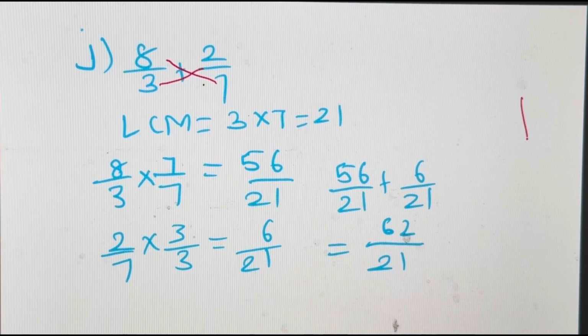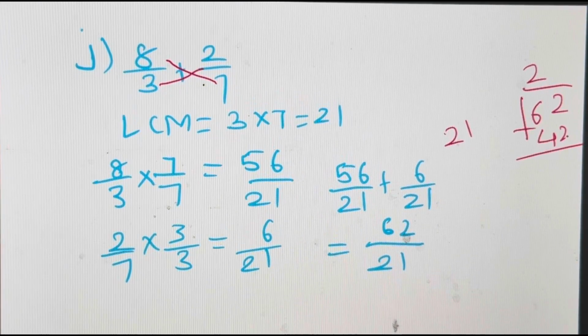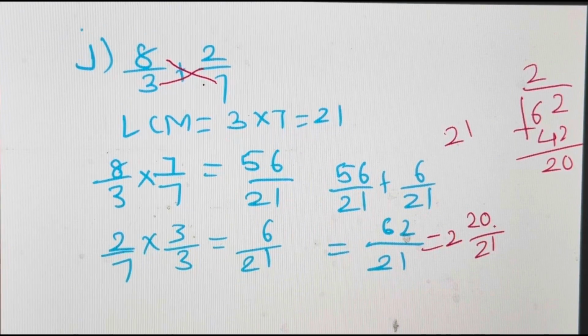Then we divide and convert it into a mixed fraction. So this is 62. 21 2s are 42. Okay, if we take 3s it will be 63, so we can't take that. Remainder is 20. So here the answer is 2 whole 20 upon 21. Okay, this is your answer number J.